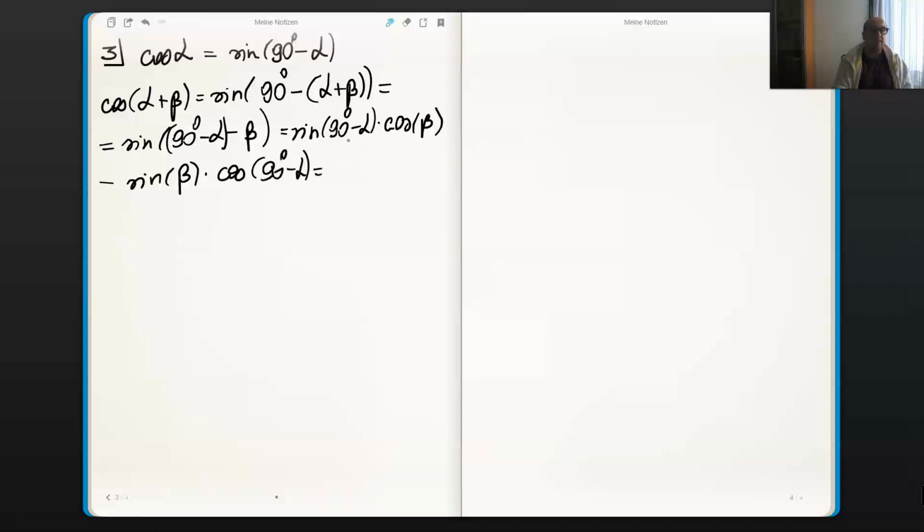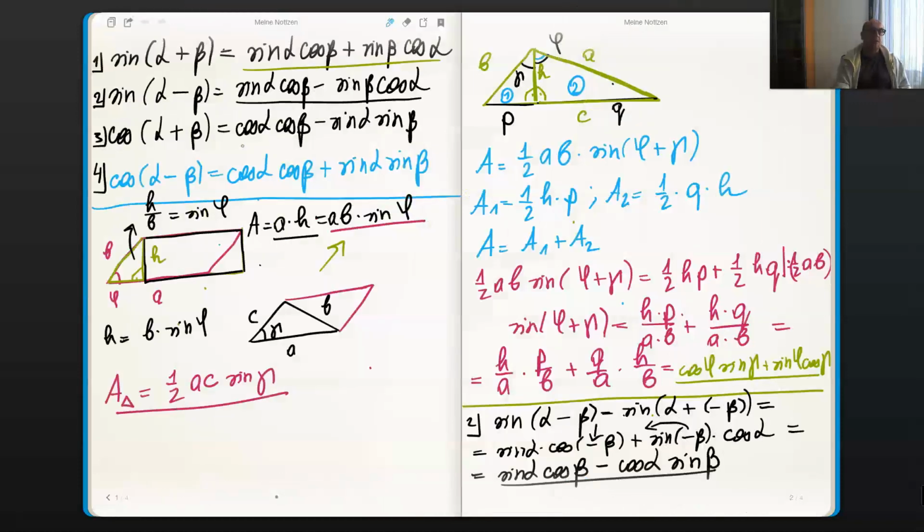All right. Sine of 90 minus alpha is just cosine alpha, so we got cosine alpha cosine beta, and cosine of 90 minus alpha is just sine alpha. So we have minus sine alpha sine beta. Simple as that. That's the third formula. As you can see, totally the same as we've been predicting.